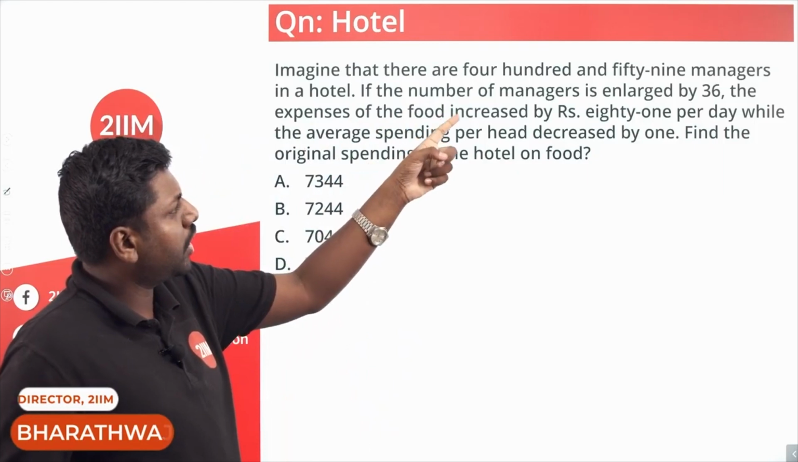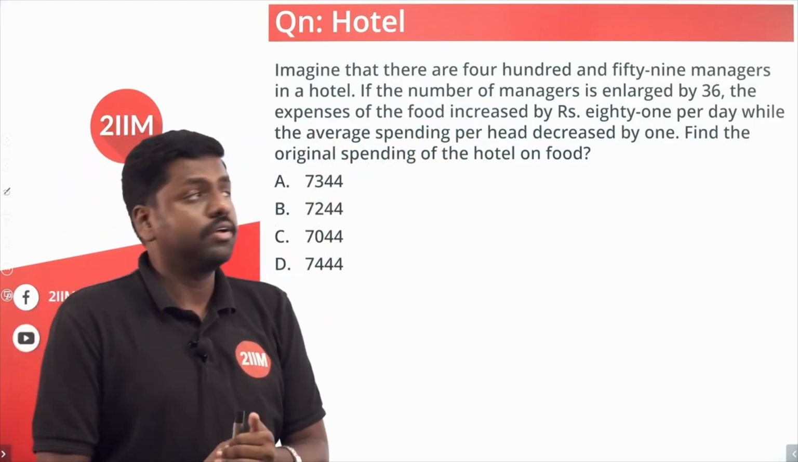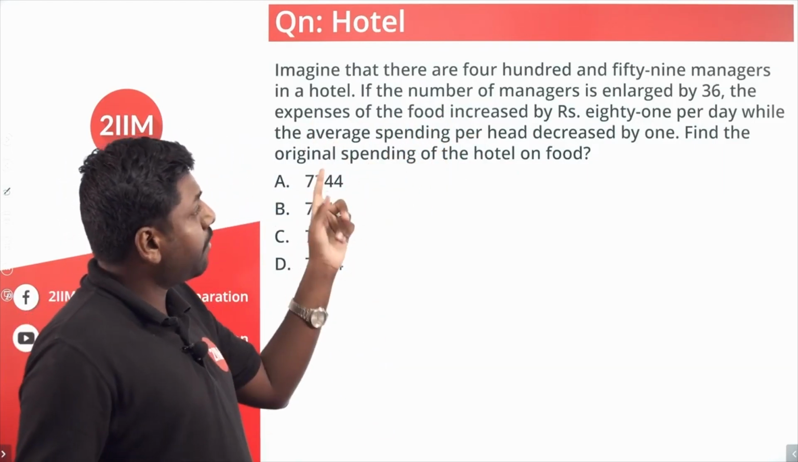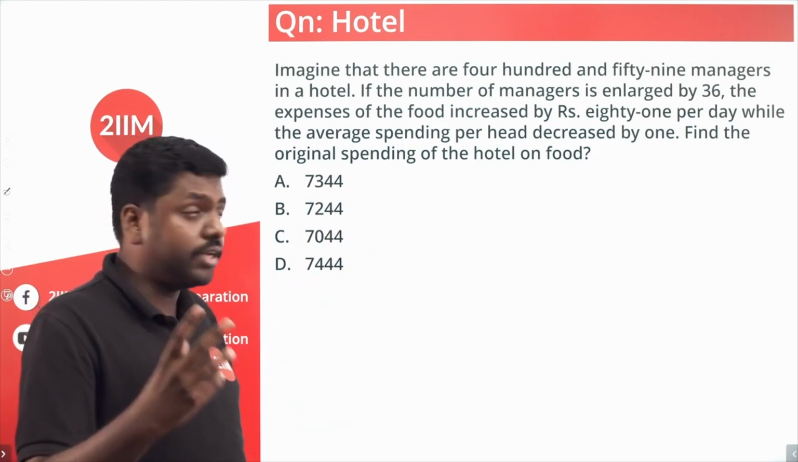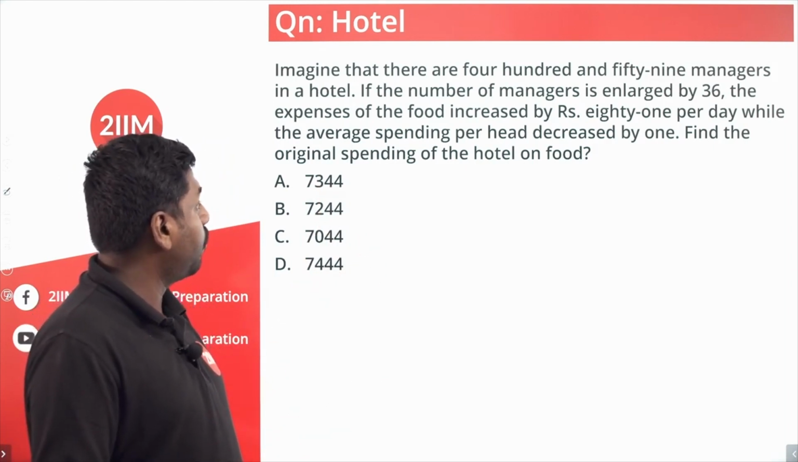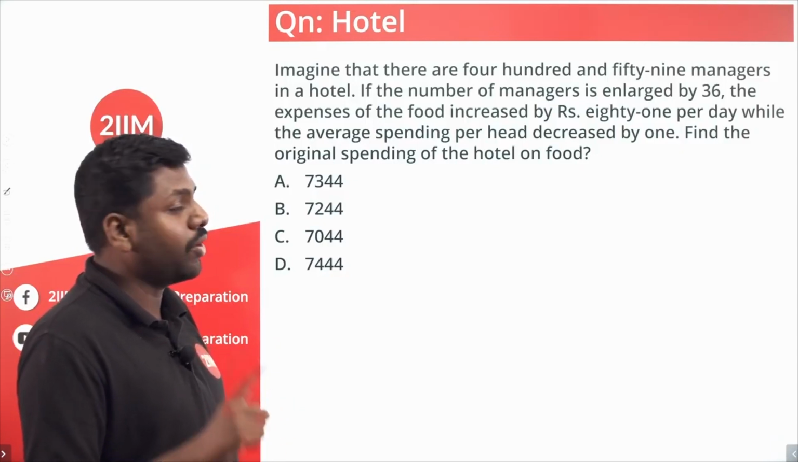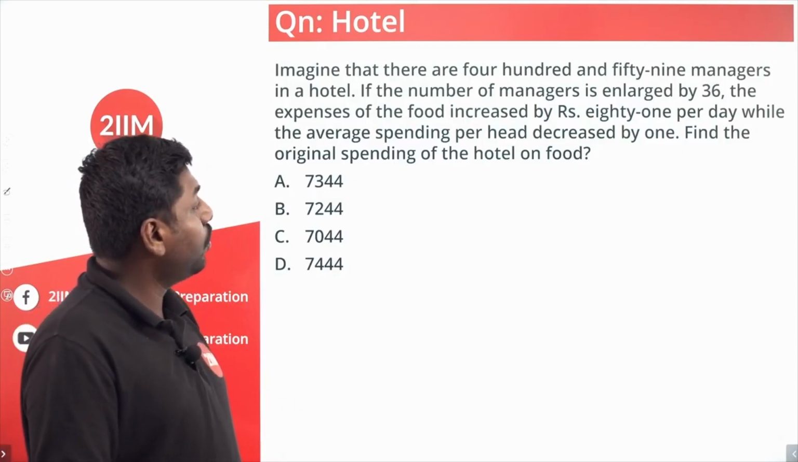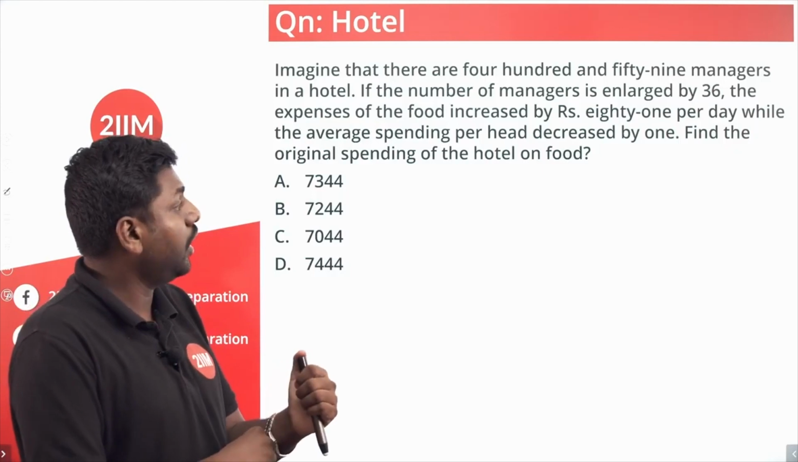Imagine that there are 459 managers in a hotel. If the number of managers is enlarged by 36, the expenses of the food increased by 81 per day, while the average spending decreased by 1. Find the original spending of the hotel on food.